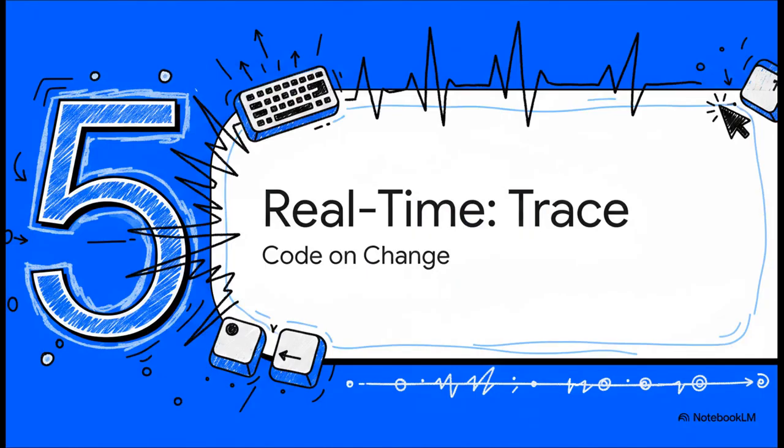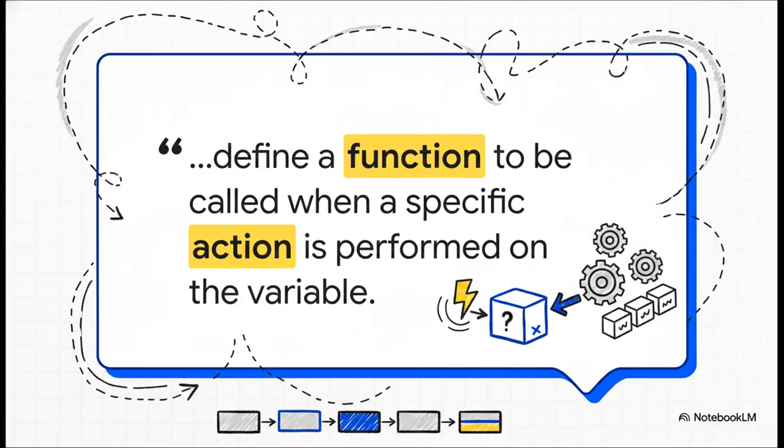Okay, this is all great, but what if you want your program to react instantly to what the user is doing? I'm talking about running code the moment they type or delete a single character. Well, for that, there's the advanced trace variable method. This lets you trace or watch a variable, and then execute some code whenever a specific action happens to it.